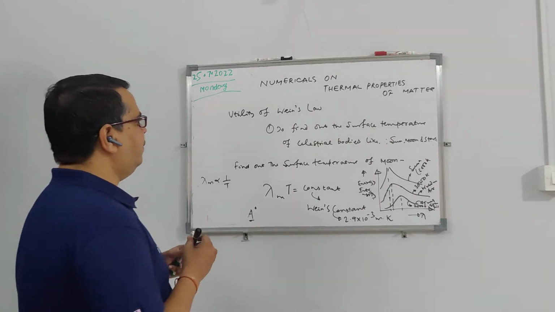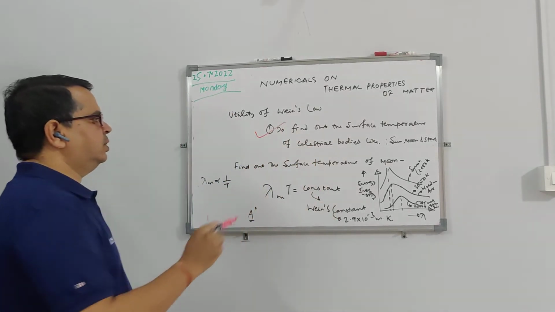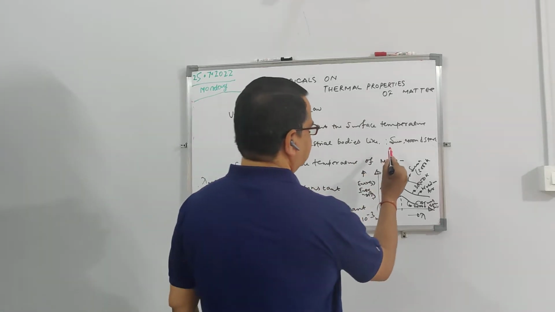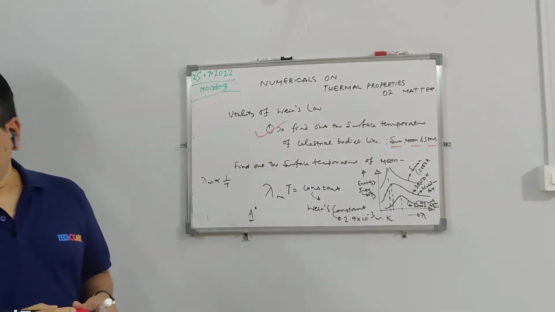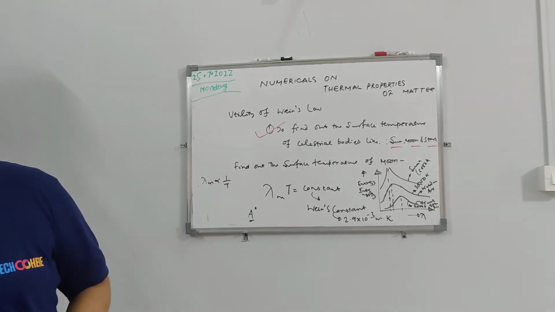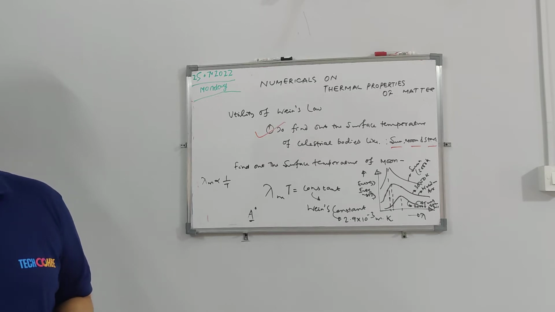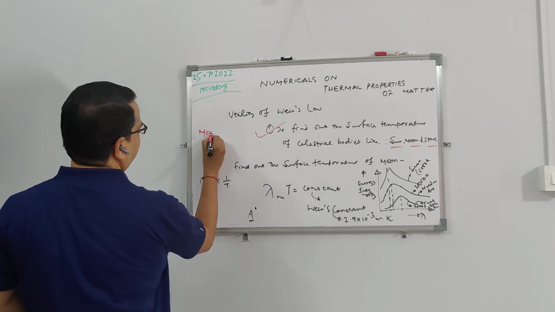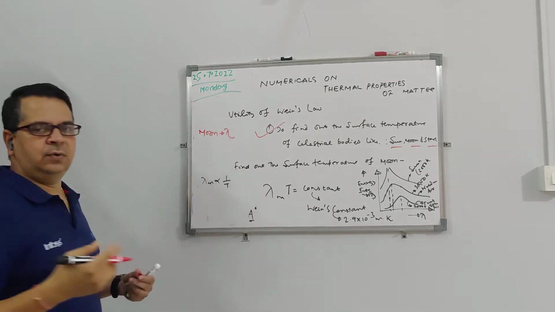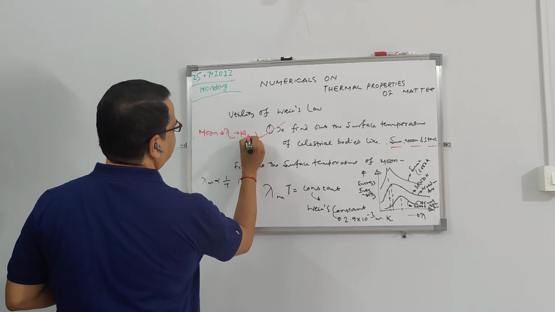Okay, so with the help of Wien's displacement law, where is it being used? It is used to find out the surface temperature of celestial bodies like the sun, moon, and stars. So let us try to solve and find the temperature of the moon. From experiment it has been found that the moon has a maximum intensity near wavelength 14 micrometer. So for the moon, the maximum wavelength, where you get the maximum intensity, was found to be 14 micrometer.